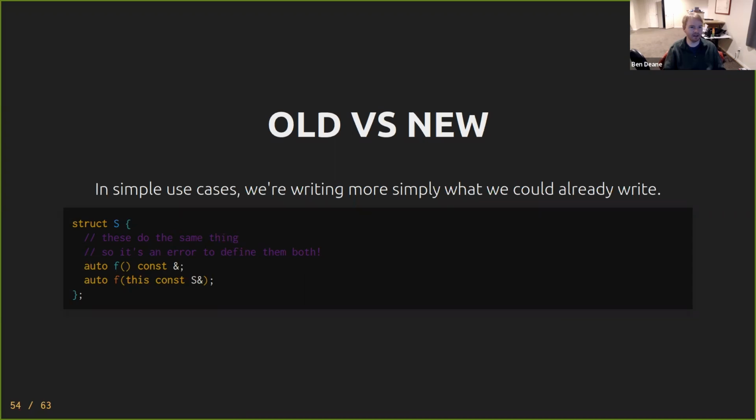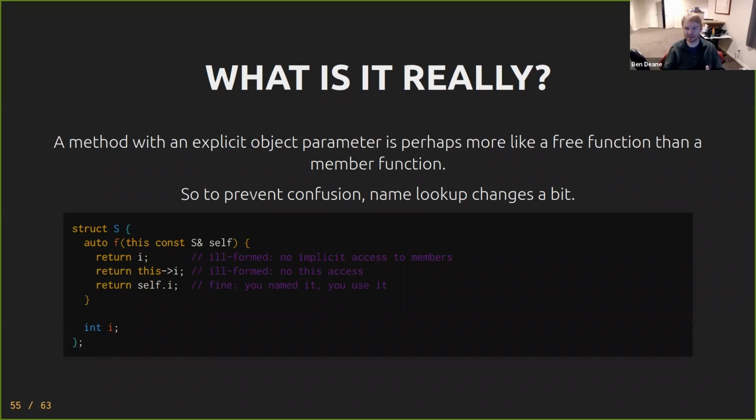I have this slide in here because I wanted to explain a bit about some minutiae. So as I said earlier, this is the old style and the new style, and they do the same thing. They're both still valid and they do the same thing. So it will be an error to define them both. However, they are slightly different. The difference is that when we take that implicit object parameter and make it explicit, we are a bit more like a free function. We're still a member function, but cognitively, we're a bit more like a free function because we made that implicit parameter explicit.